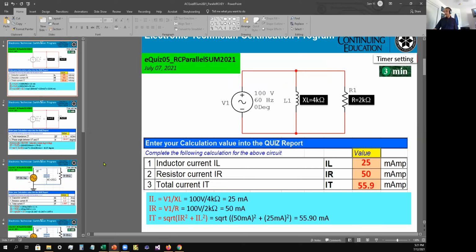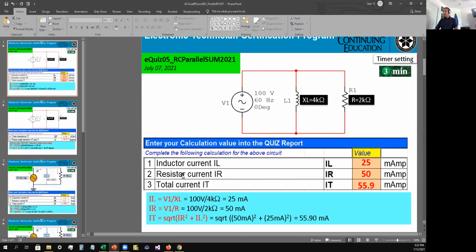The first one, question number 1, is to find the inductive current IL. The formula for the current is IL equals V1 divided by XL. V1 is 100 volts divided by XL, which is 4K. So 100 divided by 4 is 25 milliamps. The answer is 25 milliamps for IL.